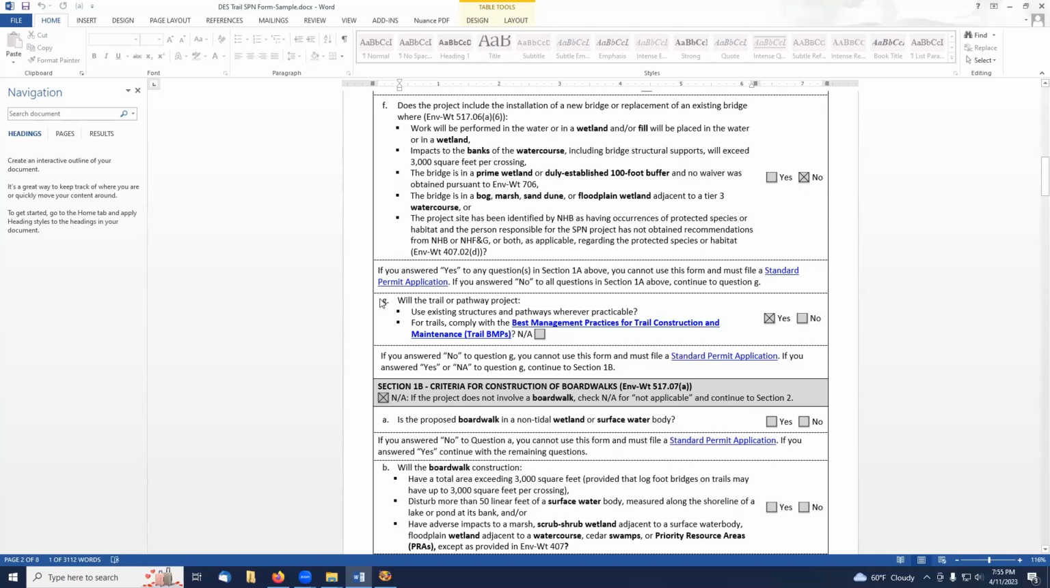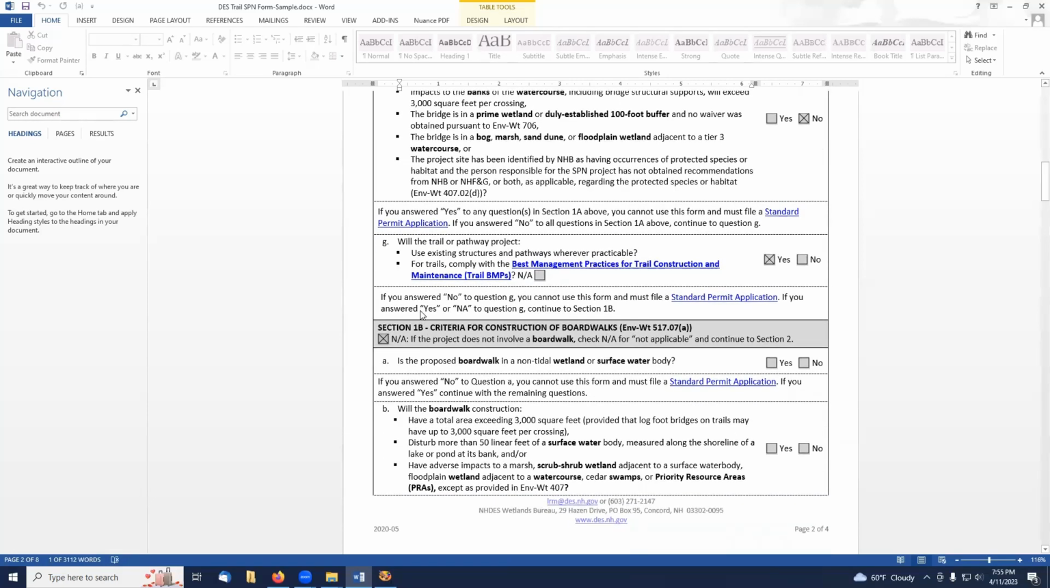Okay, we're on to G. Will the trail or pathway project use existing structures and pathways wherever practicable? The answer is yes. For trails, is it complying with the best management practices for trail construction and trail maintenance? And the answer is yes. And we are going to take a quick look at BMPs here in a minute or so. Okay. If you answered no to question G, you cannot use this form and must file a standard dredge and fill permit application.